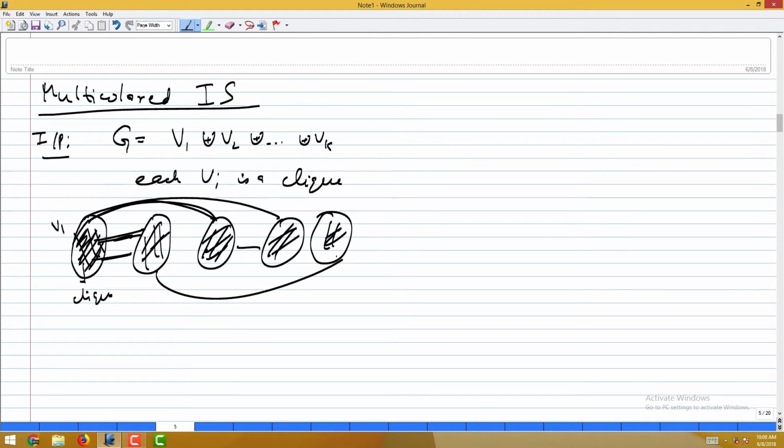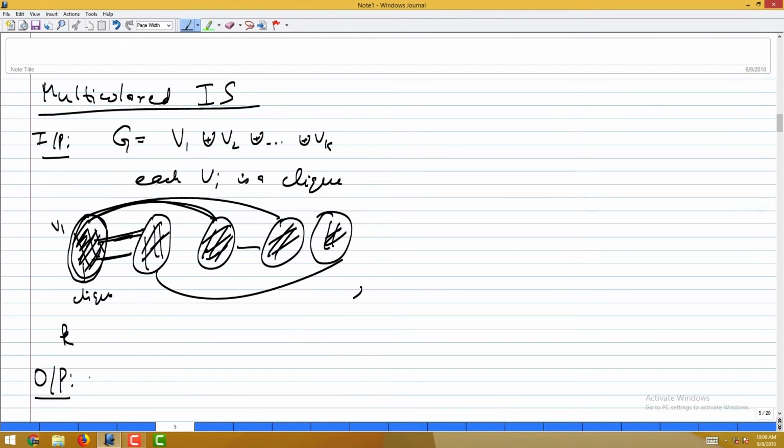So when I'm giving an input to the multicolored independent set problem, this is how the input should look. Together with it I'm given an integer k, and the question is, does there exist a multicolored independent set in the graph? And what is a multicolored independent set? Think of each of these parts V_i as a color class. You want to find an independent set in the graph by picking exactly one vertex from each of these parts: exactly one vertex from V1, exactly one from V2, one from V3, and so on.